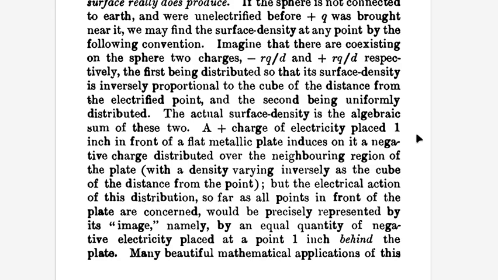A plus charge of electricity placed 1 inch in front of a flat metallic plate induces on it a negative charge distributed over the neighboring region of the plate, with the density varying inversely as the cube of the distance from the point. But the electrical action of this distribution, so far as all points in front of the plate are concerned, would be precisely represented by its image, namely, by an equal quantity of negative electricity placed at a point 1 inch behind the plate.